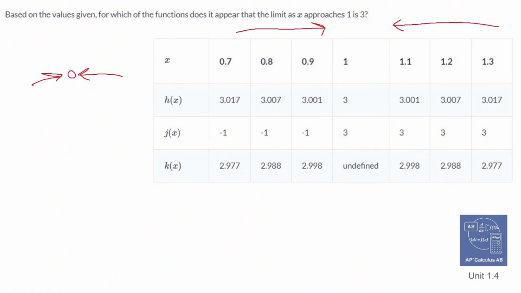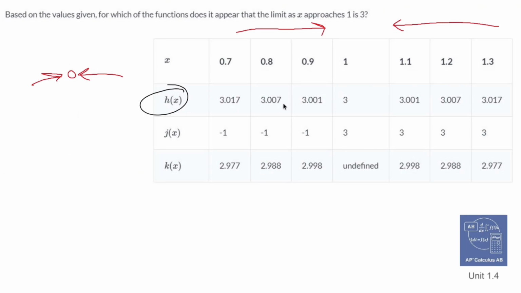Well, let's take a look at h of x. H of x goes from 3-ish to 3-ish to 3-ish to 3, and this one does the same exact thing but opposite. So since h of x appears to be heading towards 3 from the left and heading towards 3 from the right, we can assume that they're both heading towards 3, and you're going to get something that looks like this. So h of x is good.